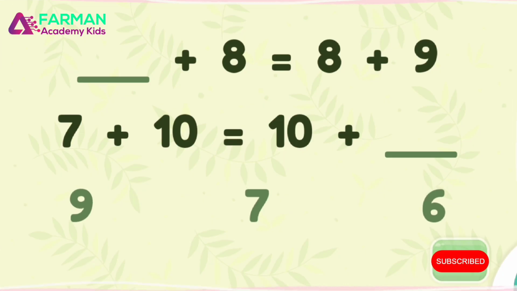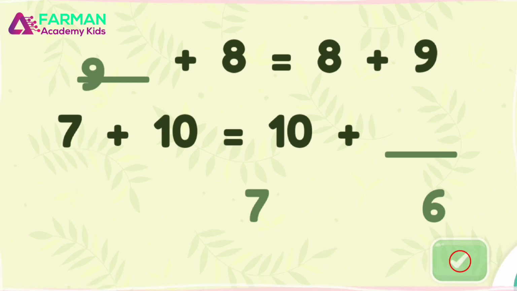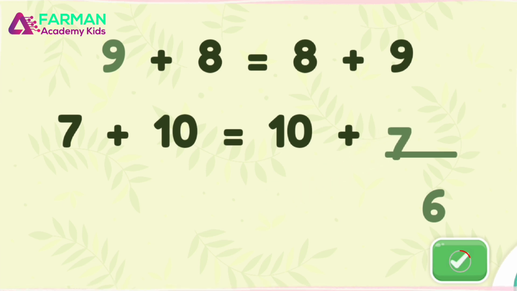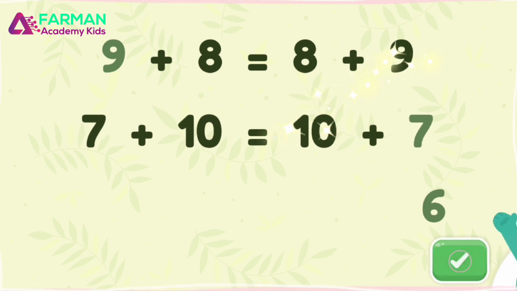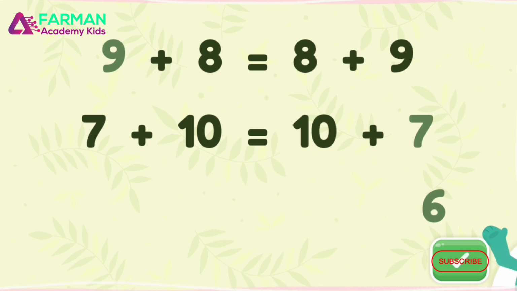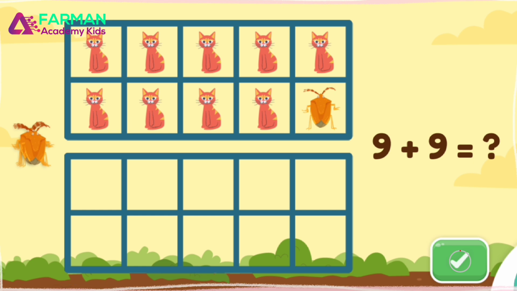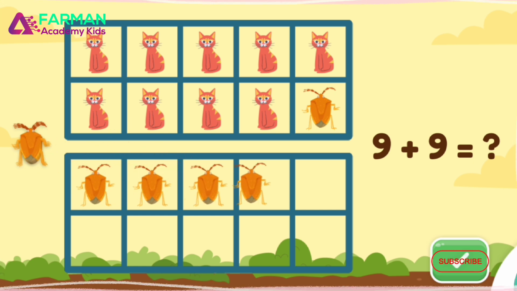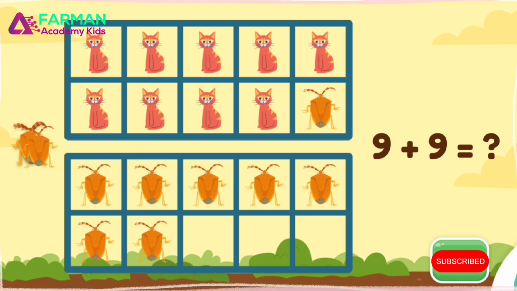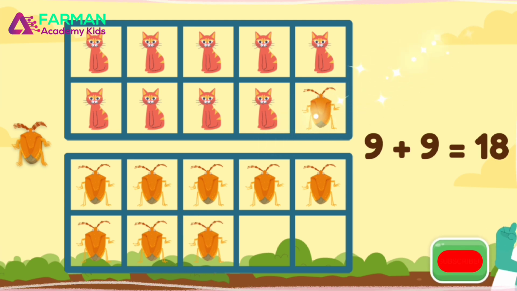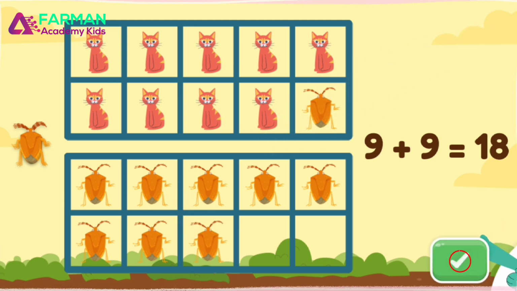Fill in the blanks with the correct numbers. Great job! Both sides equal 17. That means that both sides equal each other. Use the 10 frames to show 9 plus 9. Super duper! 9 plus 9 equals 10 plus 8.